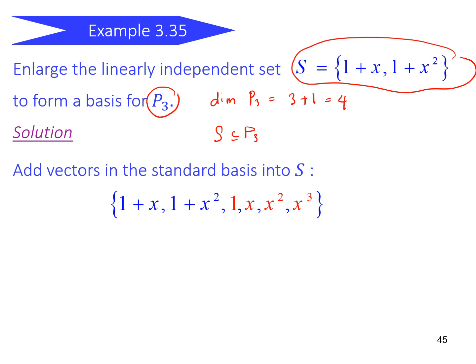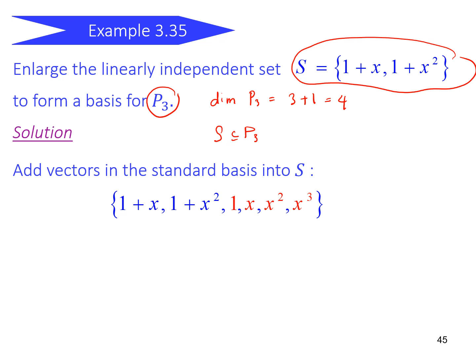Firstly, you have to check that the set S is linearly independent. Since the set S is linearly independent, we are able to use the previous theorem. By using the previous theorem, we are going to add some vectors to S to form a basis for P3. So what are the vectors that we are going to add into S? Those vectors are vectors in the standard basis of P3.